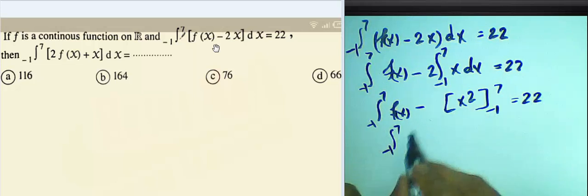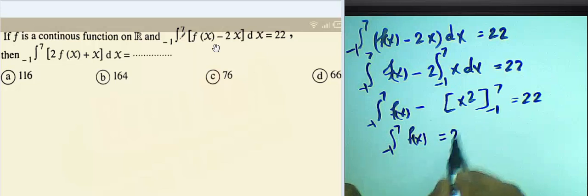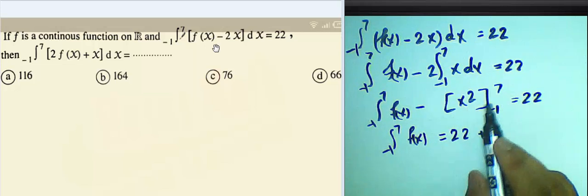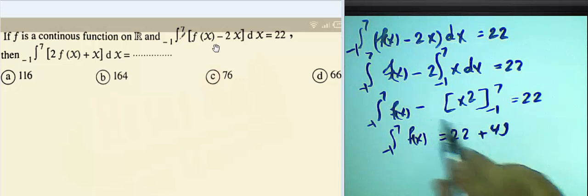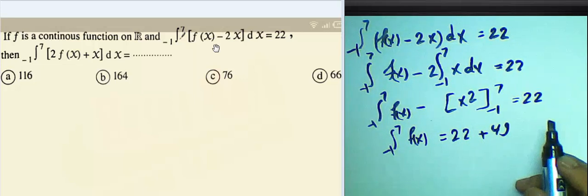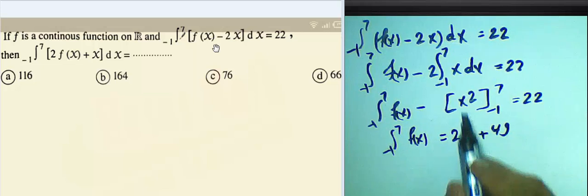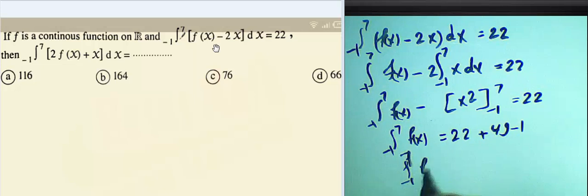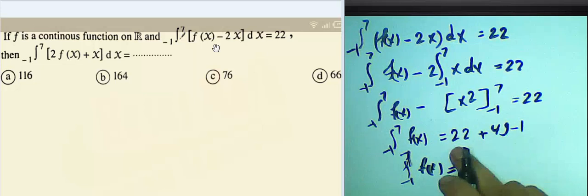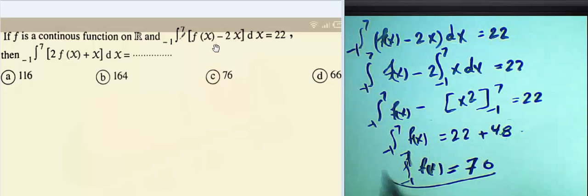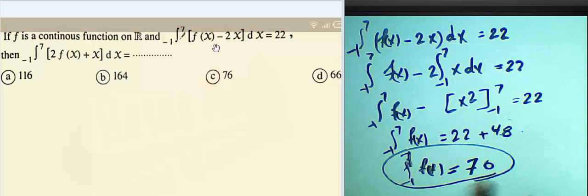And here the integral from negative 1 to 7 of f of x equals 22 plus, moving x^2, what will it equal? Here 49, and for negative 1, x^2 here equals 1, so 49 minus 1. And the integration from negative 1 to 7 of f of x will be equal to 22 plus 48 equals 70. So we get the integration from negative 1 to 7 of f of x equals 70.